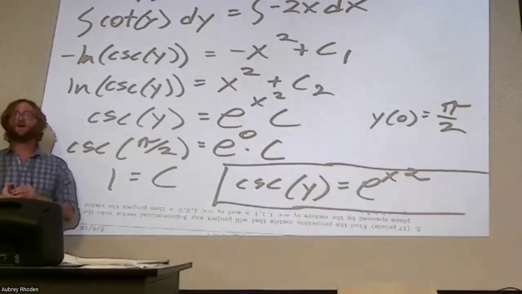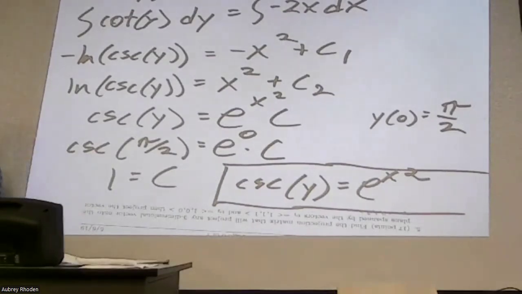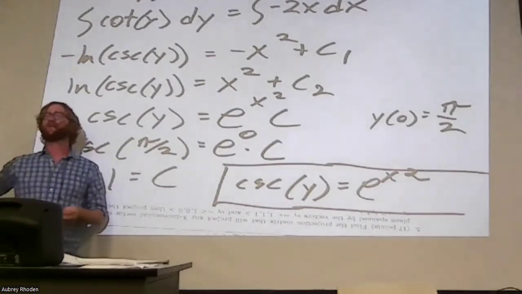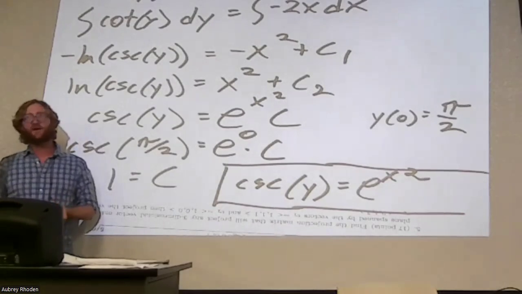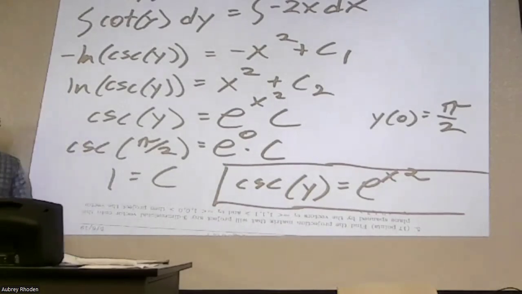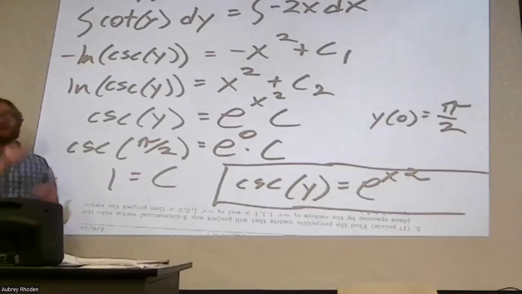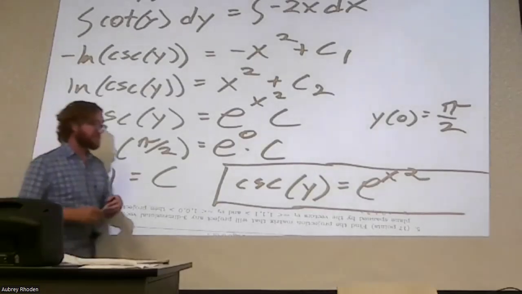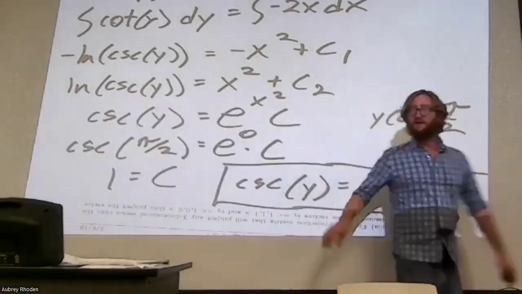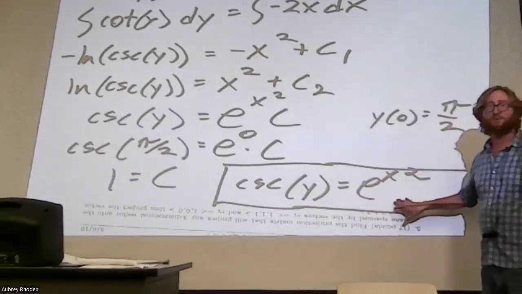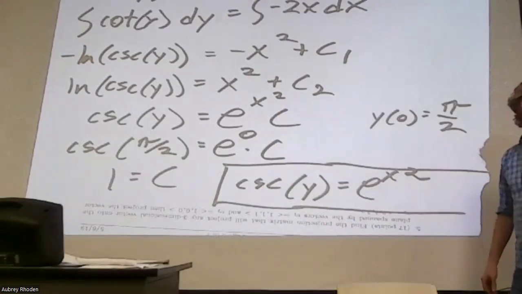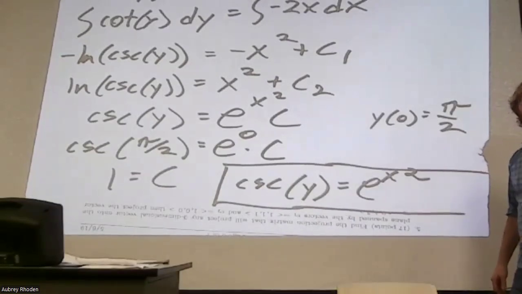And you may ask yourself, well, you got this cosecant of y equals e to the x squared, so why don't you just write it as y equals cosecant inverse of e to the x squared? Cosecant inverse is just not really something that you want to mess with. So even though you can solve it to an explicit form, its implicit form right here is actually more useful than getting into the explicit form. So in this one, I would actually leave it as this, as implicit, rather than converting it into explicit.